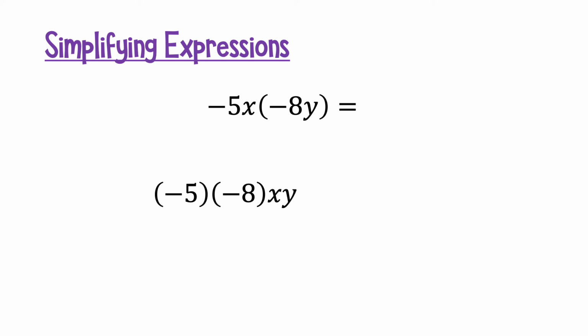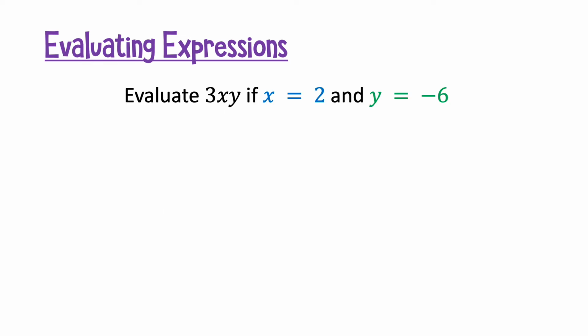Here's another one. Negative 5x times negative 8y. Multiply the negative 5 times the negative 8, and we get 40xy. Move the numbers, the integers, together to multiply, and then put the variables on in alphabetical order. Notice that when variables are next to numbers, it means we are multiplying them. So in this example, 3xy, this means 3 times x times y.